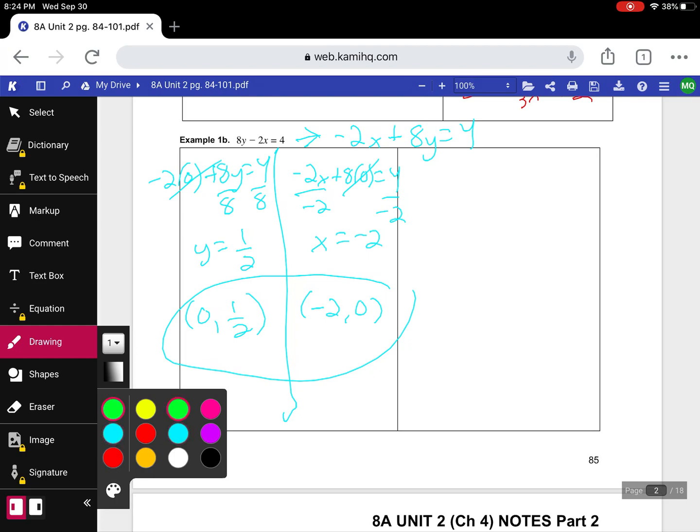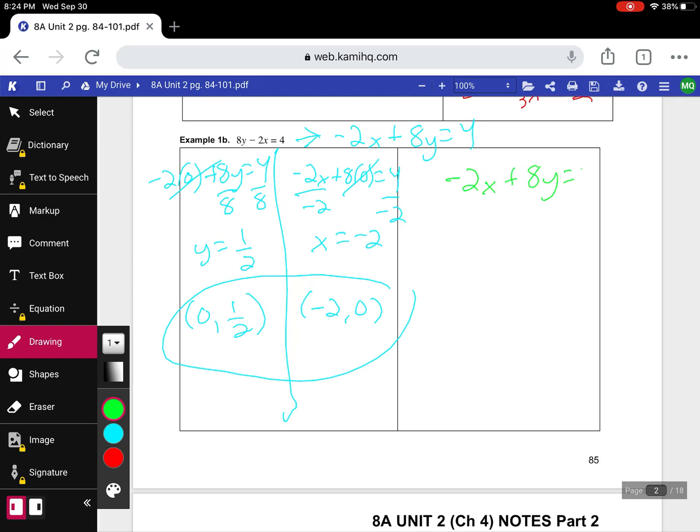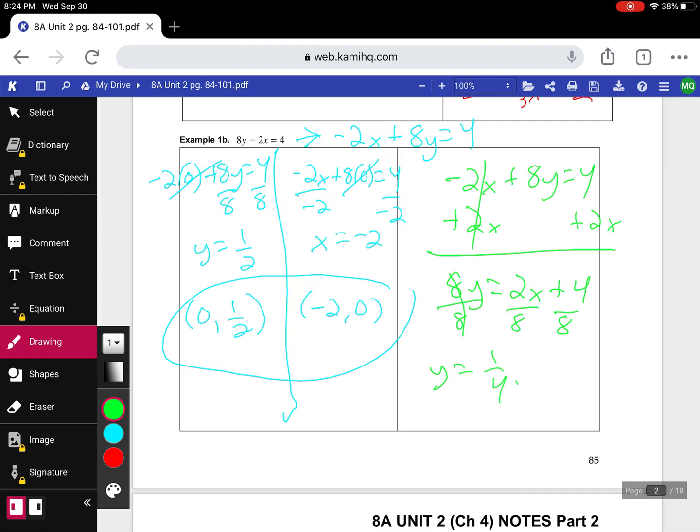The other thing we can do is convert to slope-intercept, right? We've got negative 2x plus 8y equals 4. I'm going to go ahead and start moving things. I add 2x to both sides. I get 8y equals 2x plus 4. Okay, I'm going to divide everything by 8. I get y equals 1/4 x plus 1/2. So in order to graph that, my slope is 1/4, my y-intercept is 1/2, and I would graph my y-intercept and then count my slope.